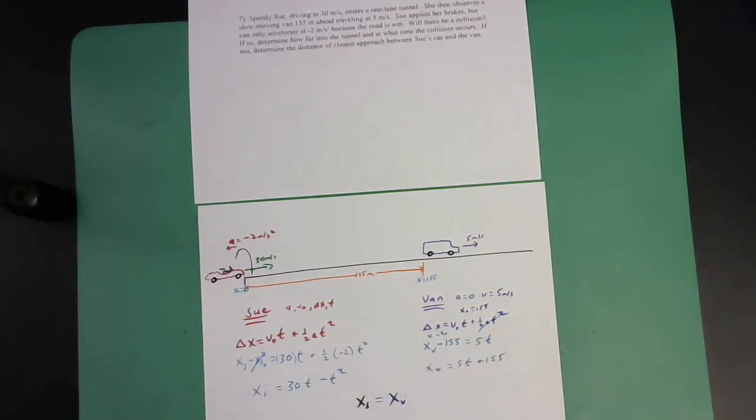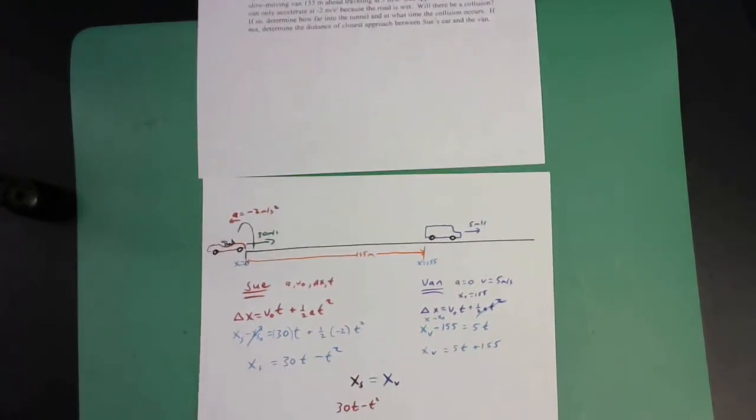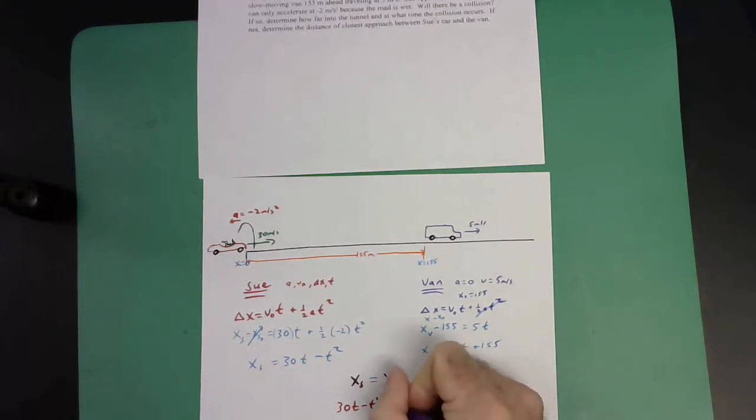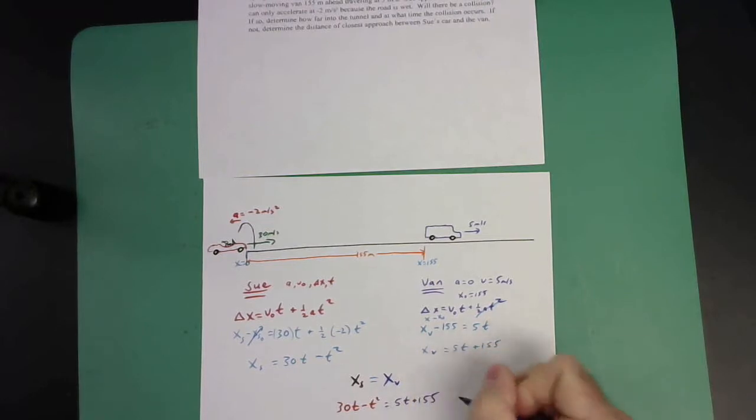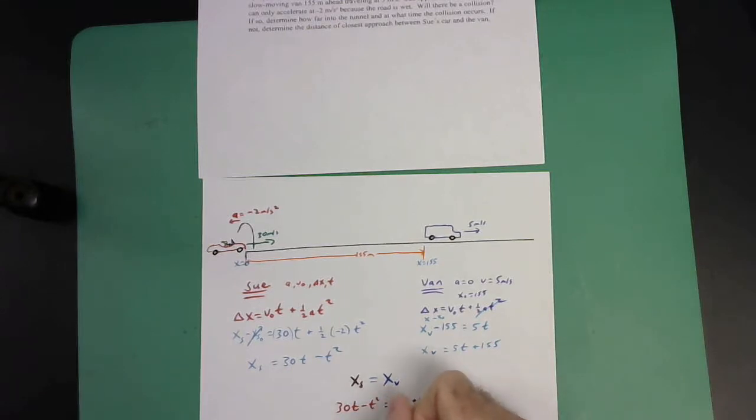All right, anyway, so if I do that then, position of Sue, that's 30t minus t squared. I'm going to set that equal to the van's position, which is 5t plus 155. Look, I have an equation with just one unknown, t. I can solve this for the time when this holds true. Rearranging this mess, I always like to have my t squared term positive. So move that to the right side, subtract the 30t. So t squared minus 25t plus 155 equals 0.